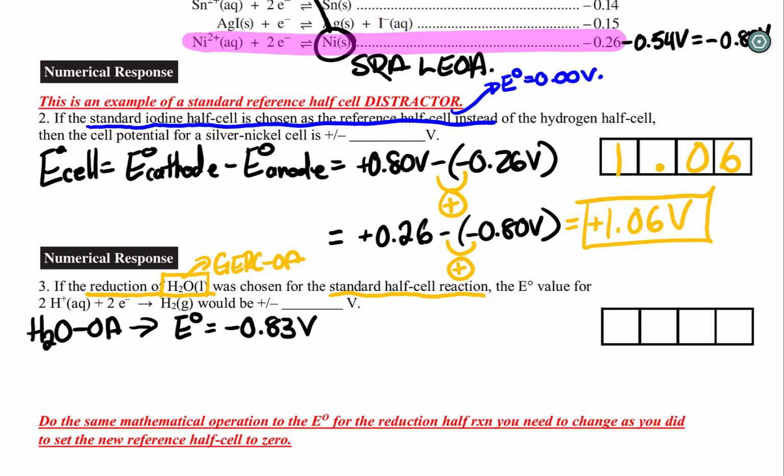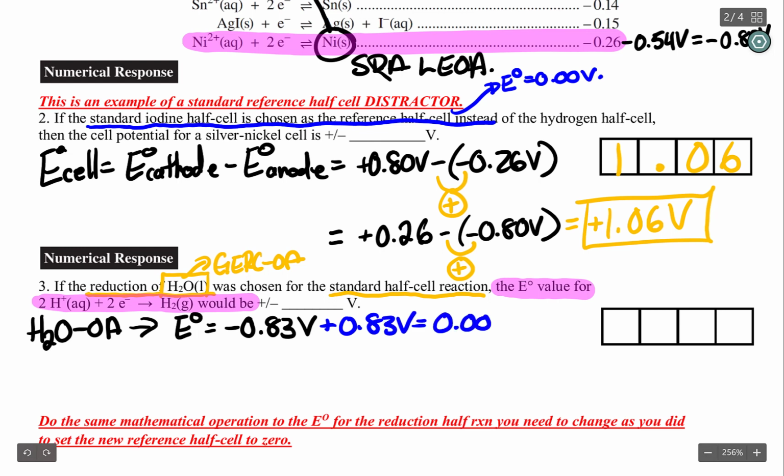Now, they're not asking in this question what is the cell potential of a cell. They're asking for what is the electric potential for just a half reaction. So I do have to make this adjustment. It's a really easy one to do. Once I set my new standard reference half cell to 0, which is the reduction of water, I'm going to add 0.83 volts to it to set it to 0 volts. I now know that I have to do this same mathematical step to the hydrogen half reaction in order to figure out its new electric potential.